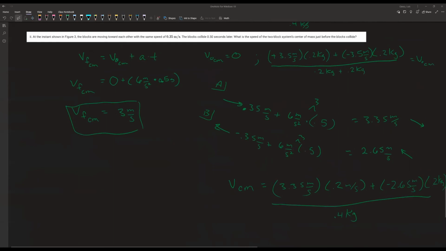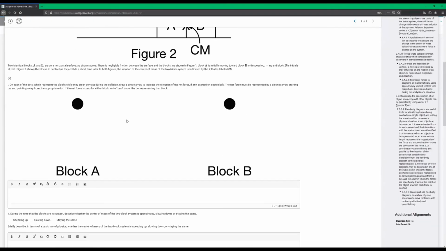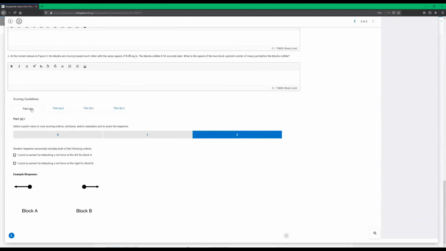Other than that, I can show you here what the College Board was looking for in terms of answers, but you're free to go if you'd like. Just showing you here what they were thinking. So for part A, 2 arrows, we don't even have to label them, they just want the direction. So one pointing to the left for block A, one pointing to the right for block B.